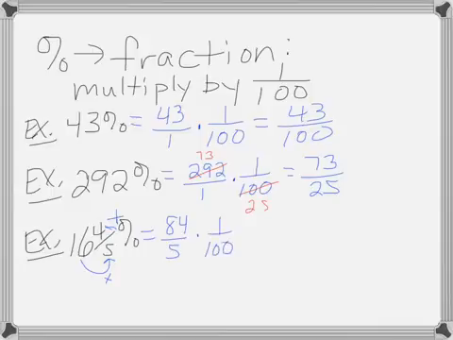Reducing diagonally, 84 and 100 both divide by 4. 84 divided by 4 is 21. And 100 divided by 4 is 25. Now multiply tops and multiply bottoms. 21 times 1 is 21. And 5 times 25 is 125. So to change a percent to a fraction, multiply by 1 over 100.